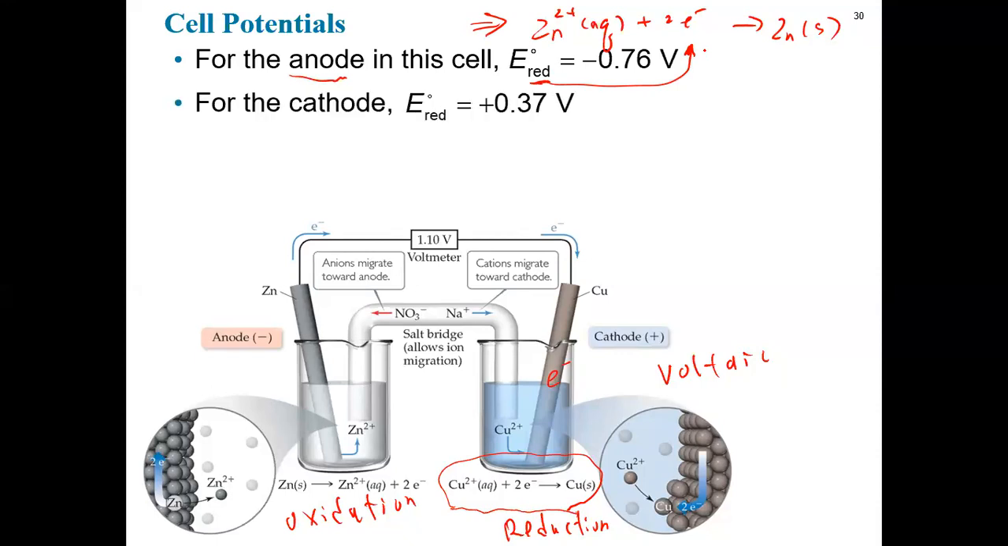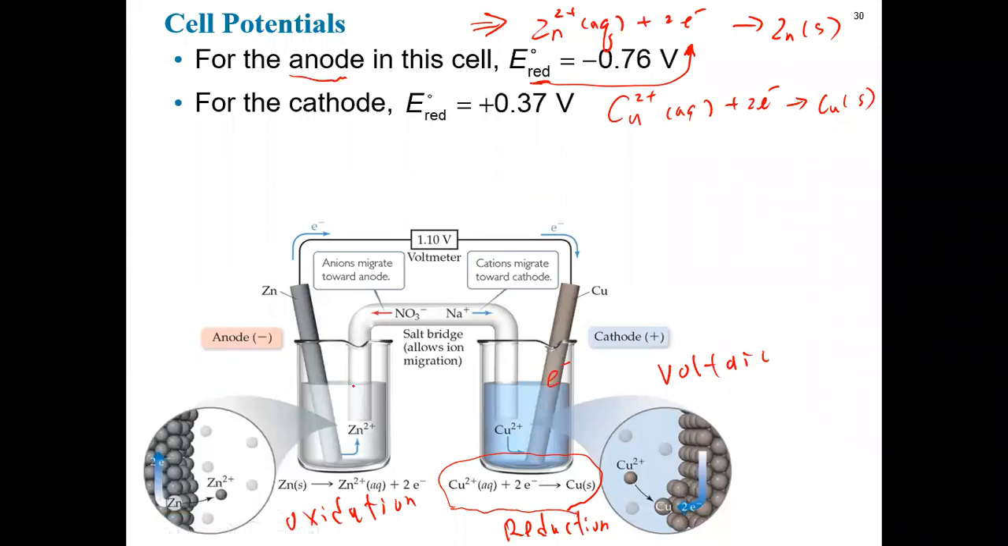Then we identify our cathode. This is exactly the reaction that happens: Cu2 plus aqueous plus 2 electrons produce Cu solid. So we know we have this half reaction, and we have this number, E naught reduction, of positive 0.34 volts. Okay, once we know these numbers, we use our formula to do the calculation.